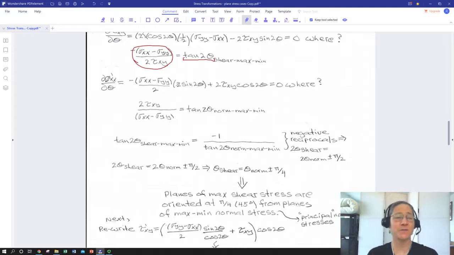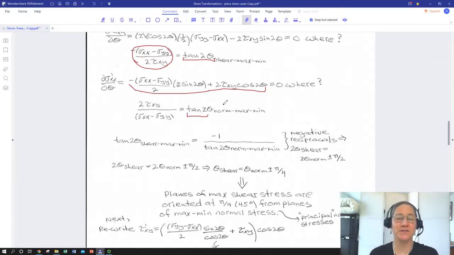So let's find another extrema. Let's take the first derivative with respect to theta of our normal stress on our tilted plane. And we get a very similar expression. Do some algebra. Here's the results of our first derivative. We're going to set it equal to 0, and we're going to collect terms, and we're going to find the tan of 2 theta for the direction where we would find maximum or minimum normal stress.